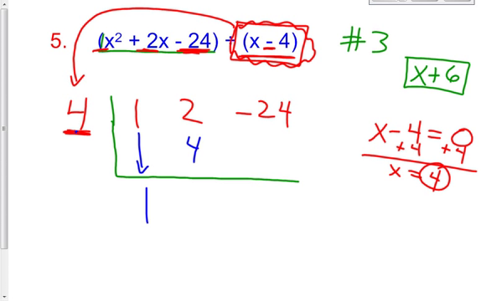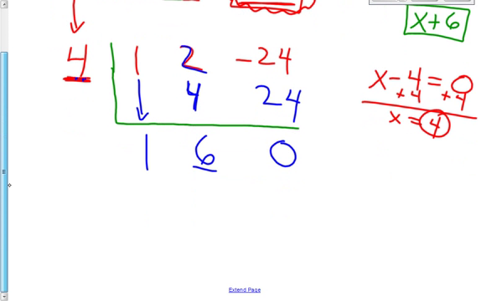Once we do that, we now add 2 plus this 4 gives us 6. Once we bring that down, we just repeat this pattern. We take this 6 and we multiply it by the 4 again. 6 times 4 is 24. And now we add: negative 24 plus 24 is a 0. So now class, these are now our new coefficients.